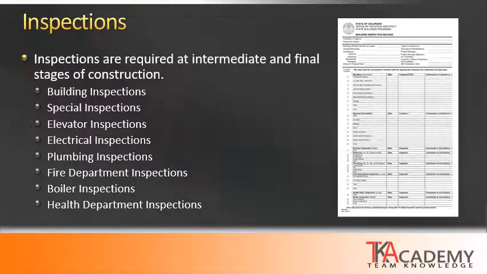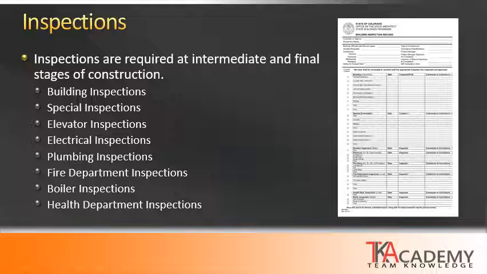The authority having jurisdiction is responsible for ensuring public safety. They can ensure this by multiple tools. They do the plan review, they issue the building permit, and then they follow up with building inspections, typically done at intermediate and final stages of construction.